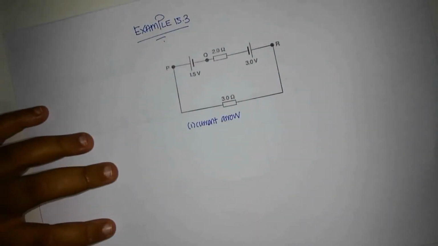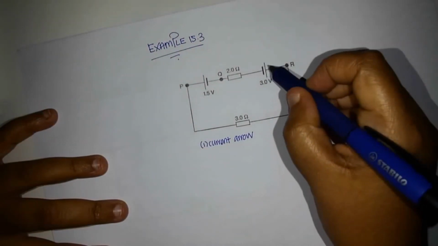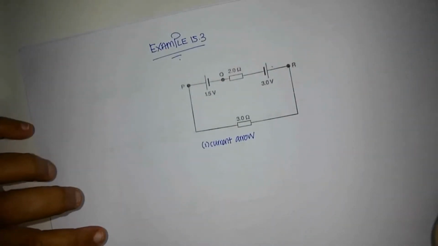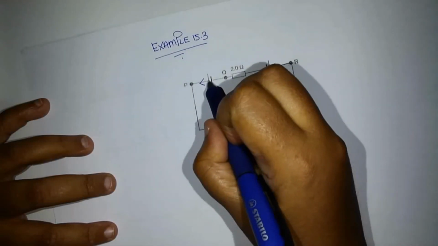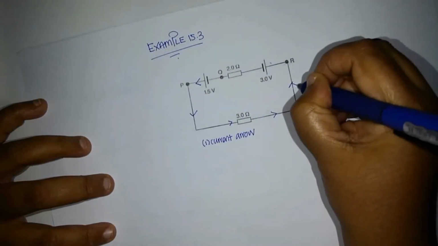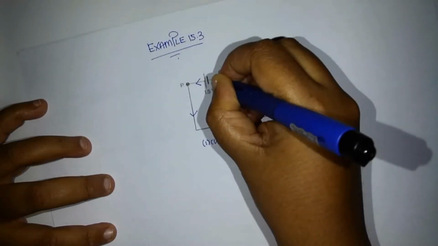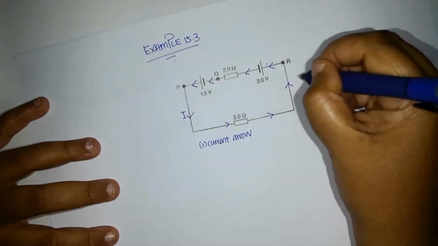Okay, current arrow. I can choose whichever direction I want to follow, here or here. I decided to follow from this direction, from this positive terminal, so I'm going to label this. They are all the same current, I.